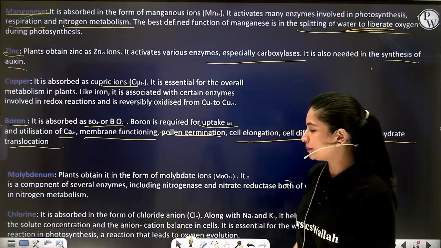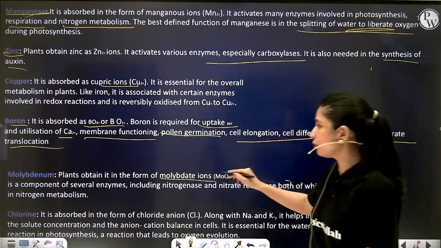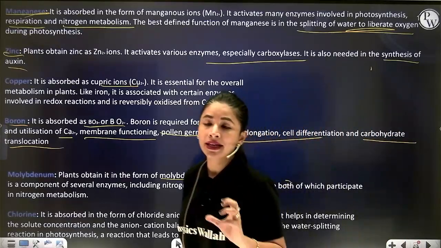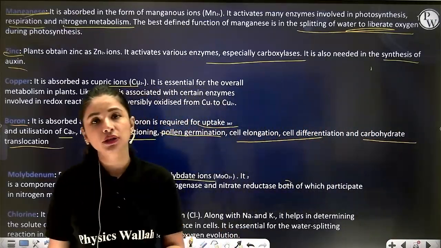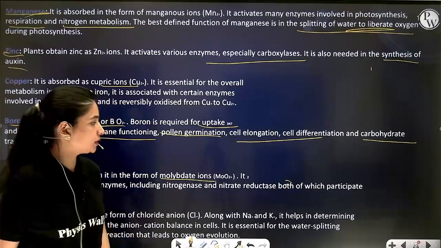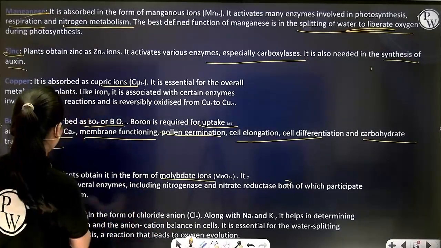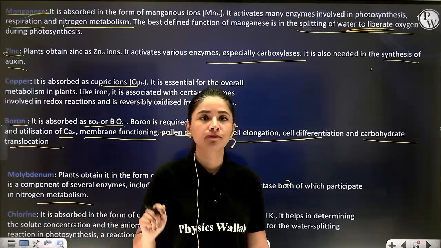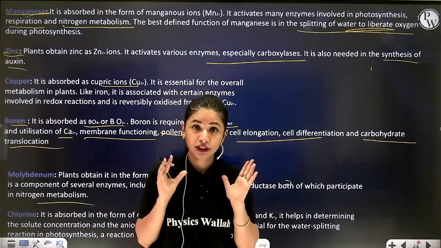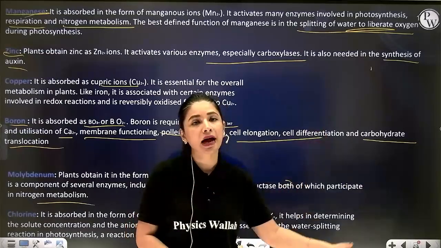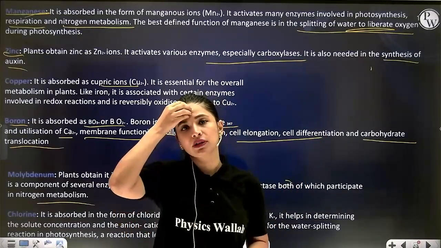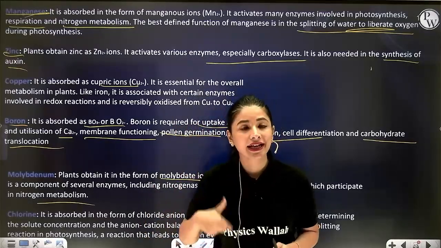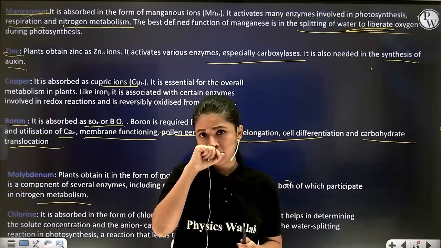Moving ahead, molybdenum, absorbed in the form of molybdate ion. And you know, along with iron, molybdenum helps in making nitrogenase enzyme, which is required for nitrogen metabolism. So this is the important function of molybdenum which you need to learn. And even in this chapter, when I teach you nitrogen metabolism, there also the role of molybdenum will be recalled. Right?